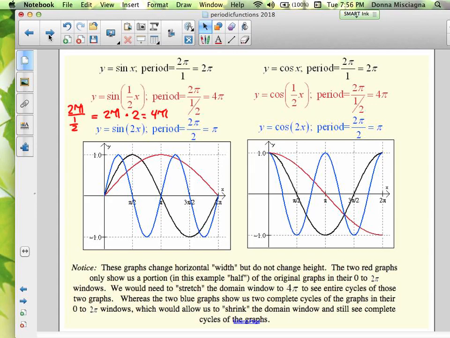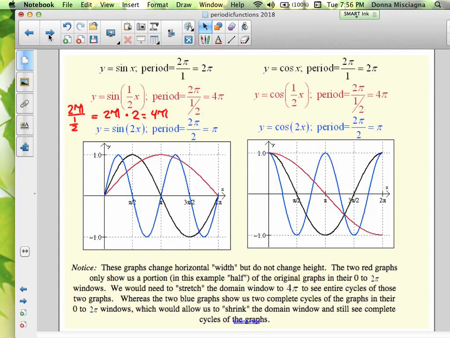Notice it's horizontally stretched. It takes longer to go through the cycle before it repeats. Likewise, on the right-hand side, we have y equals cosine 1/2 x. Its period is also 4 pi. This graph only shows 2 pi. We didn't even get to the end of that graph before it repeats. So the red graph hasn't even gone through the cycle on this graph. And the blue graph has gone through the cycle twice. The black graph has gone through it once.